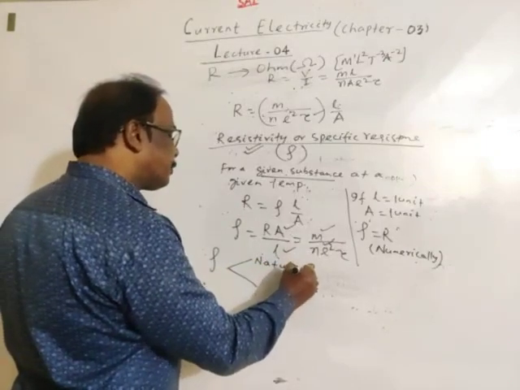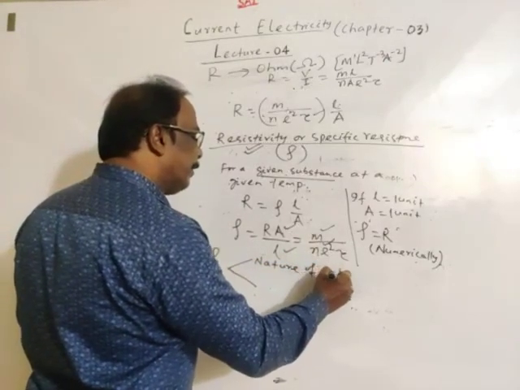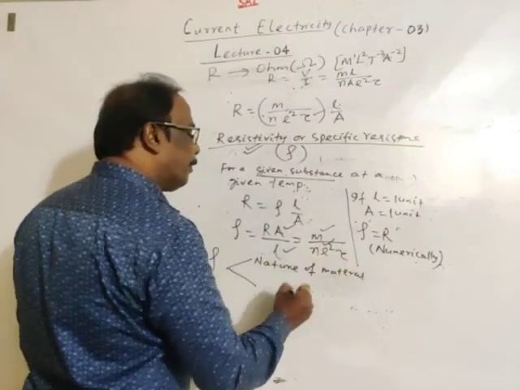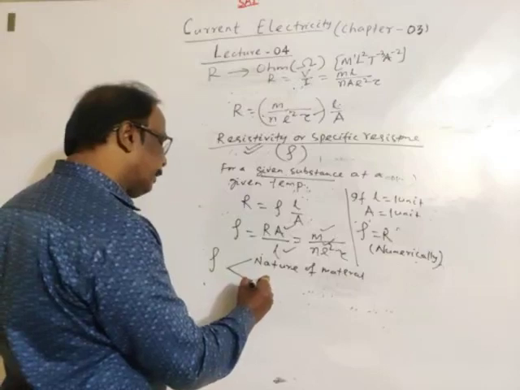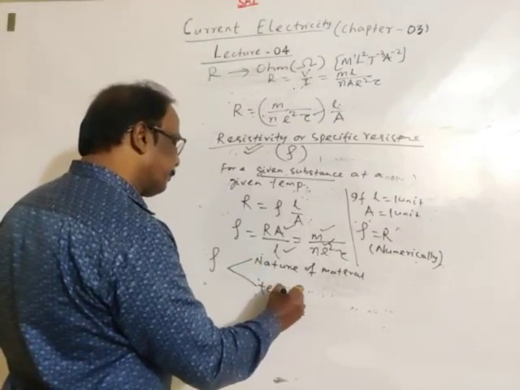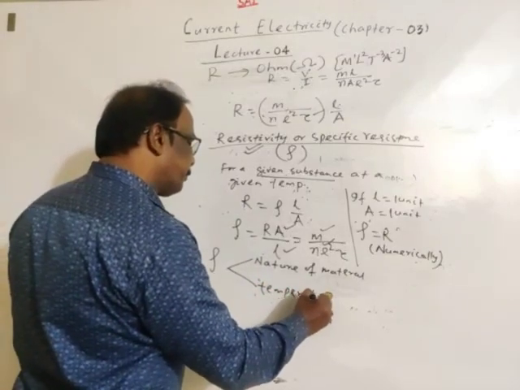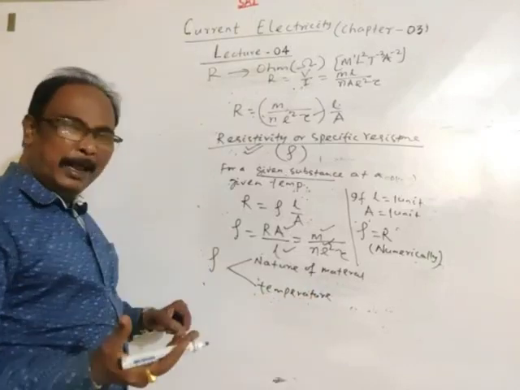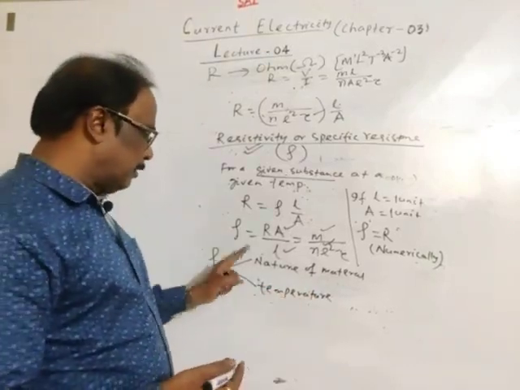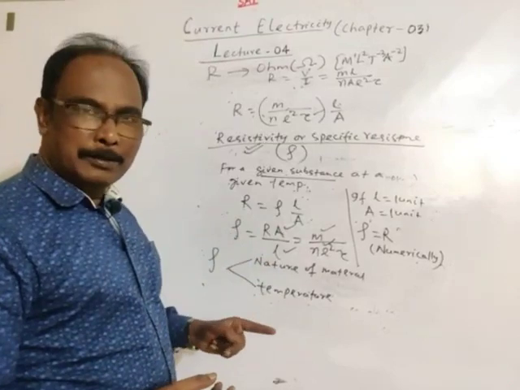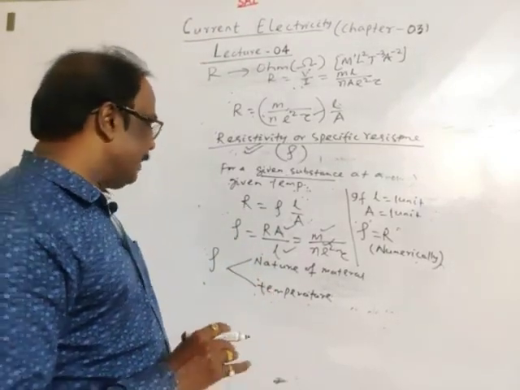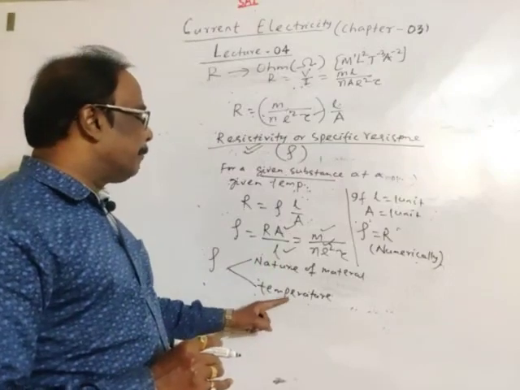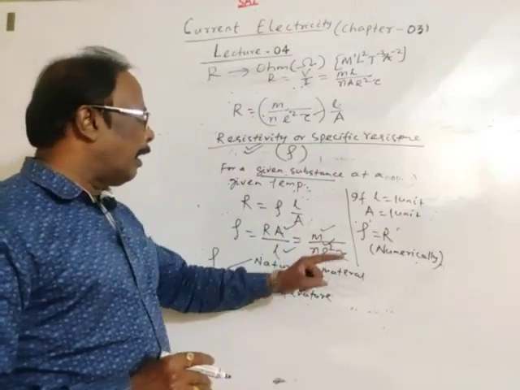Resistivity depends upon the nature of the substance or material. Again, average relaxation time is inversely proportional to temperature. Similarly, if temperature increases, then resistivity increases for a conductor, and vice versa. So resistivity depends upon the nature of the material and temperature.